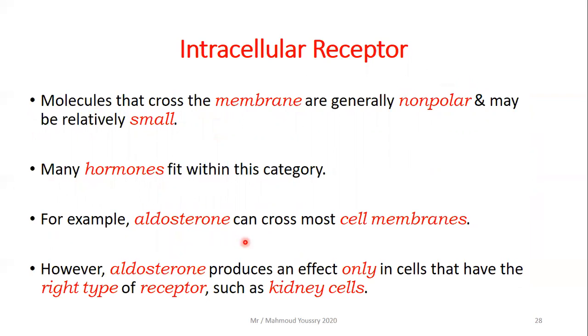For example, aldosterone. Aldosterone can cross most cell membranes. However, aldosterone produces an effect only in the cells that have the right type of receptor, which is kidney cells. In this case, what would happen?